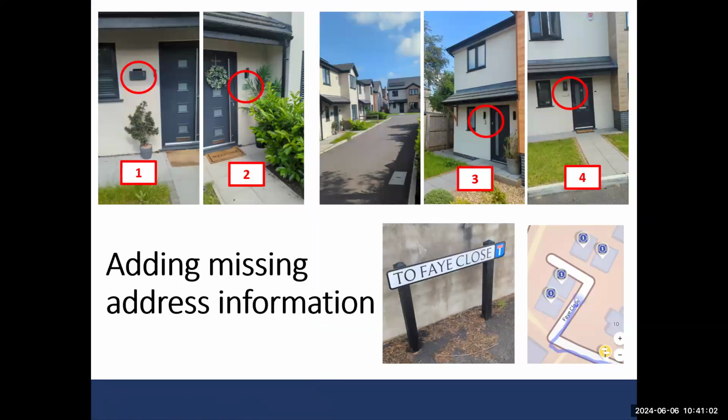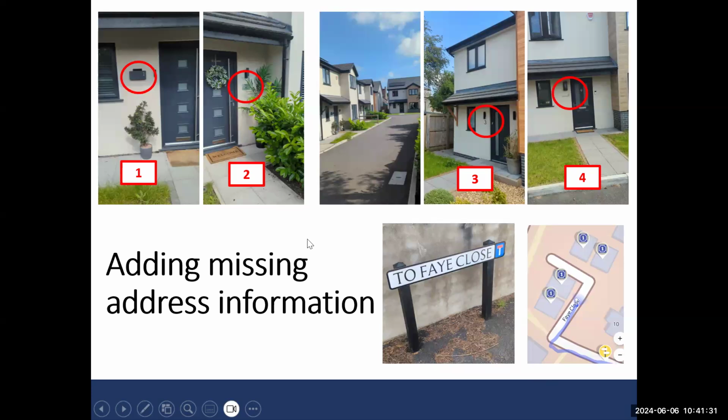StreetComplete's very useful for adding missing address information. So in a previous video and in a previous exercise, we digitized these 4 detached houses in Fay Close, which were new builds, which weren't currently on the OpenStreetMap database. We can now add in the addresses. So if you go into StreetComplete, it'll show you that the address information is missing.